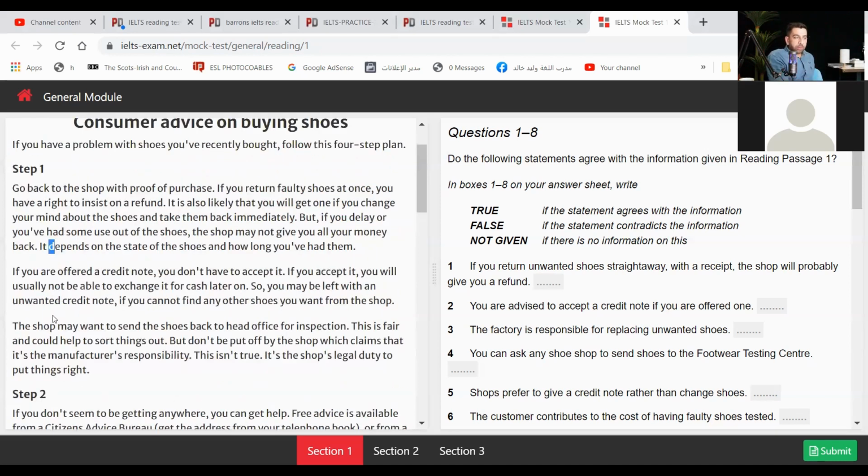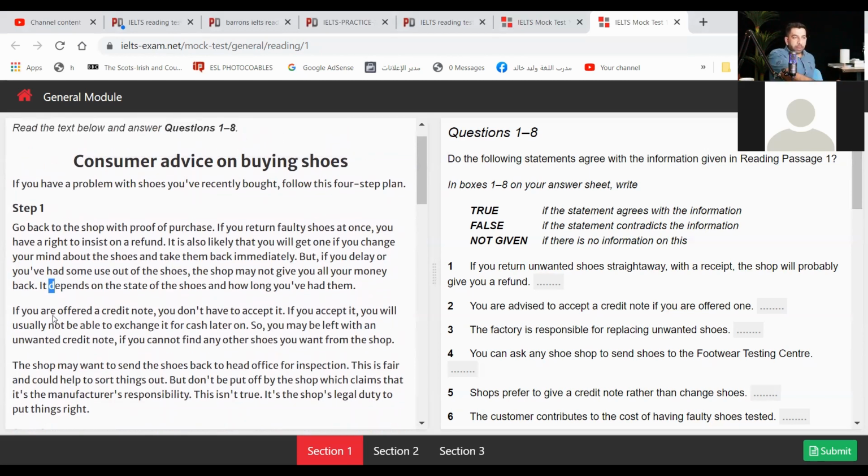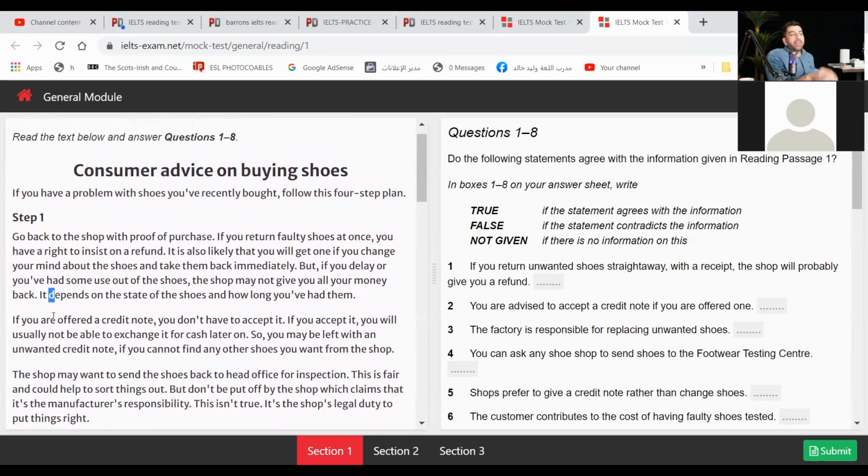Step 1. Go back to the shop with a proof of purchase. If you return faulty shoes at once, you have a right to insist on a refund. It's also likely that you get... I'm sorry, Ahmed, I'm interrupting you a lot. Well, that's okay. It's okay.